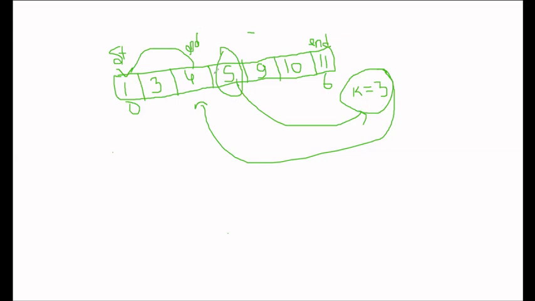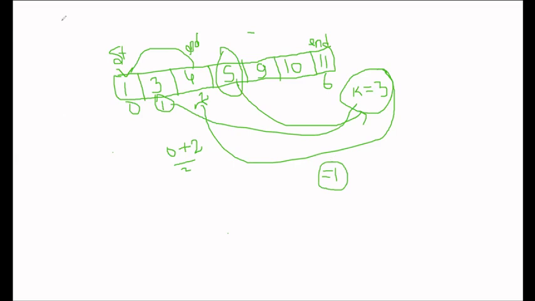Okay, let's try 0, 1, 2. Index of this is 2. Let's try to calculate mid again. 0 plus 2 will be 2, and divided by 2 it will be 1. At index 1 when we compare, this time mid value is at index 1. We will compare it with 3 and it is equal, so we will return the index of that value, that is 1.